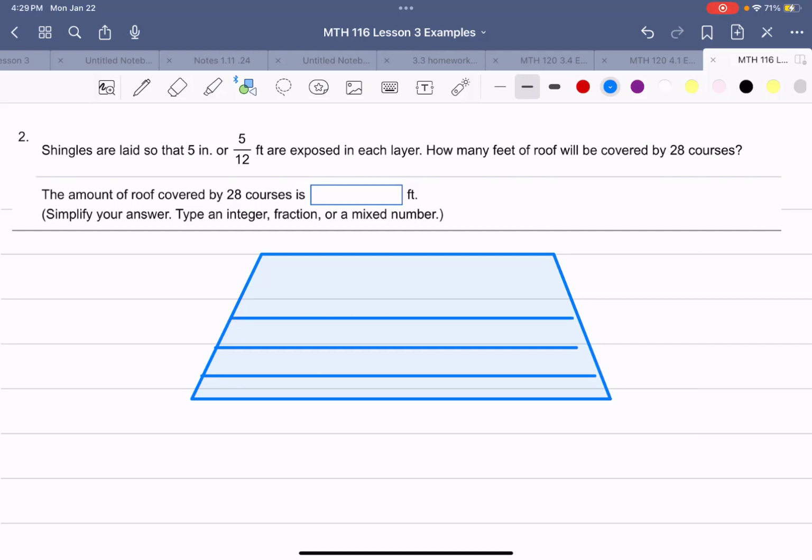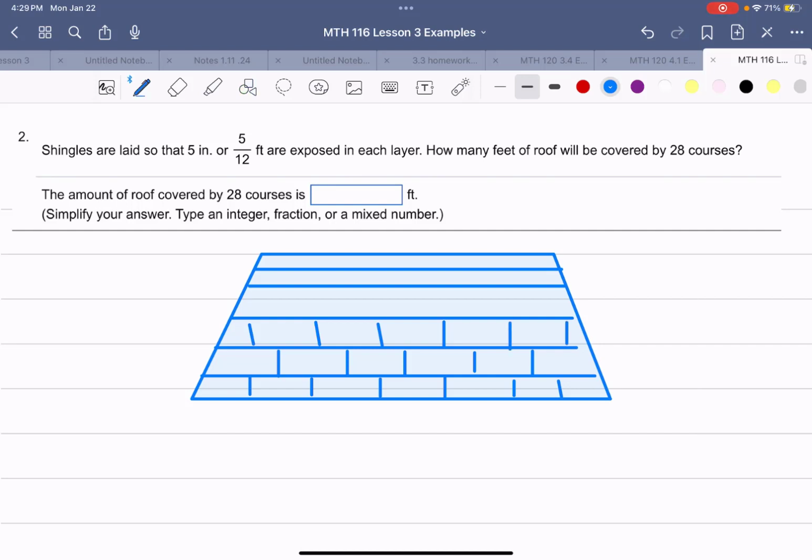has a certain amount of shingle that is hidden underneath. So here are your shingles. And then your next row like this. Next row like this. Each one of these is called a course. Okay? Each of these is called a course. And this row is overlapping this row.